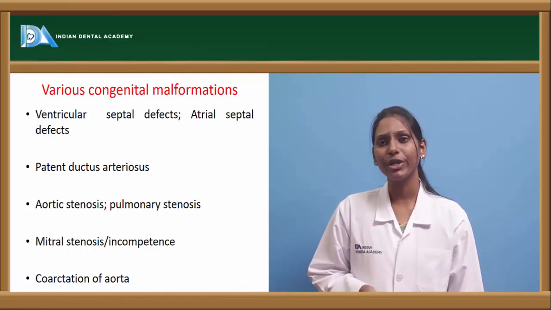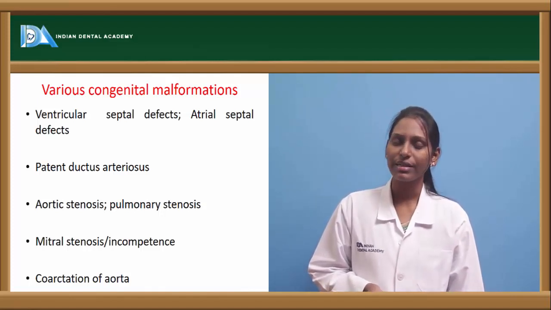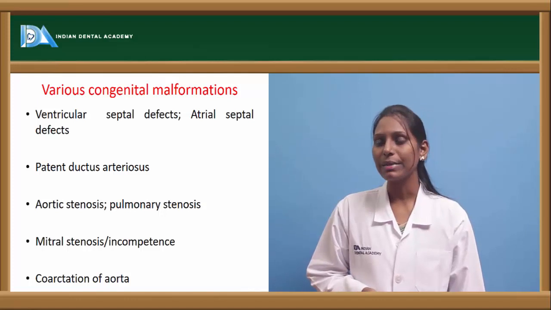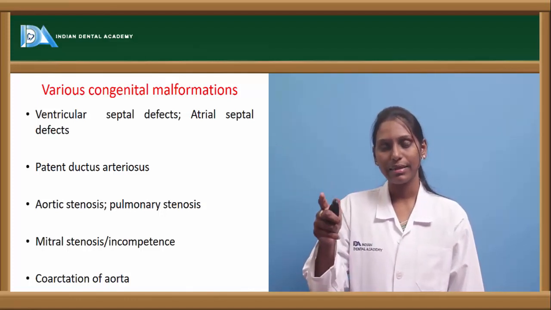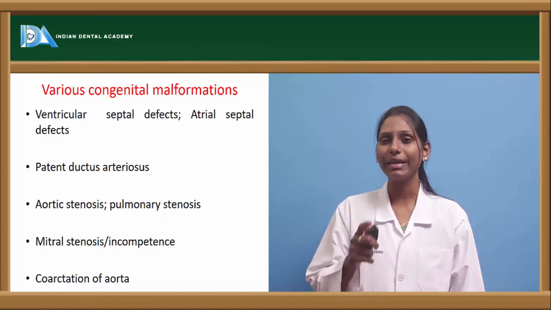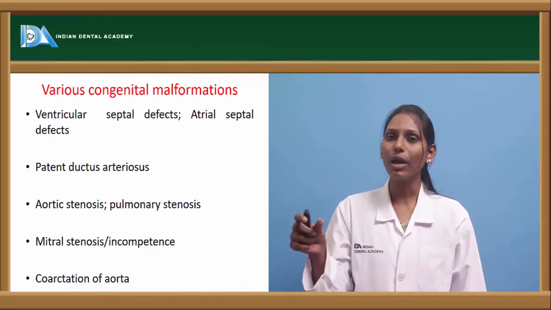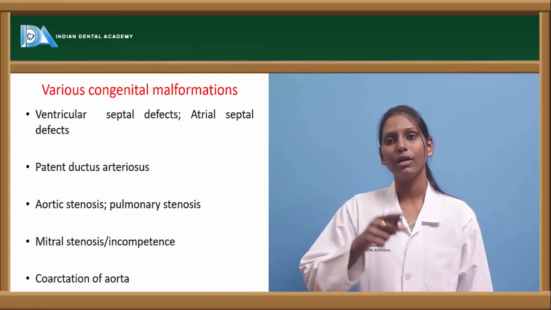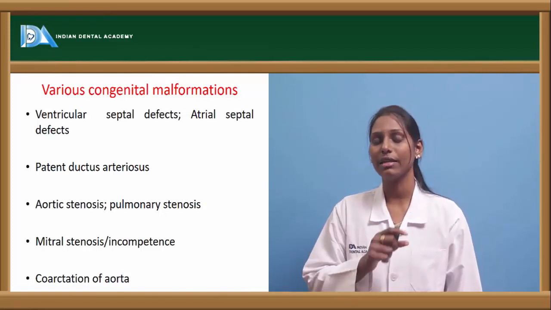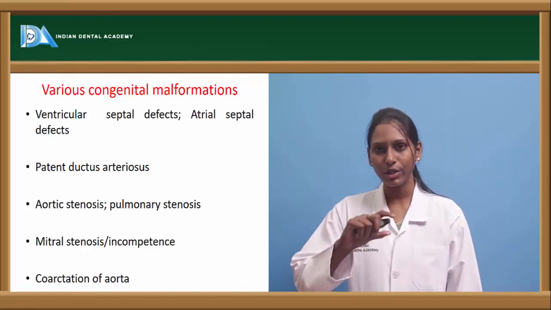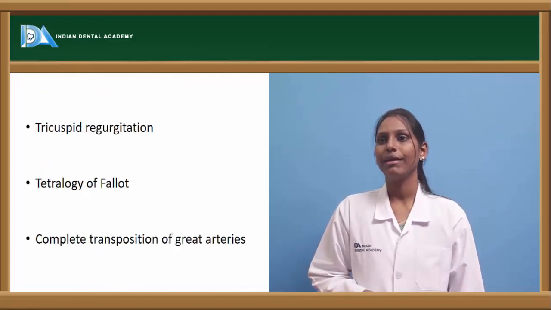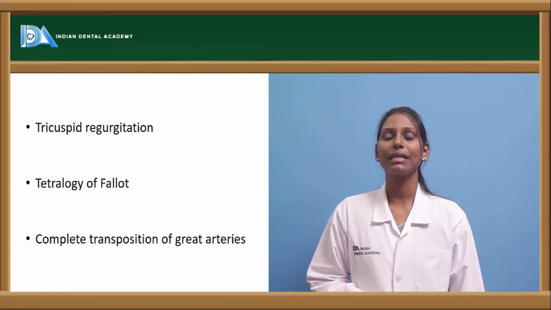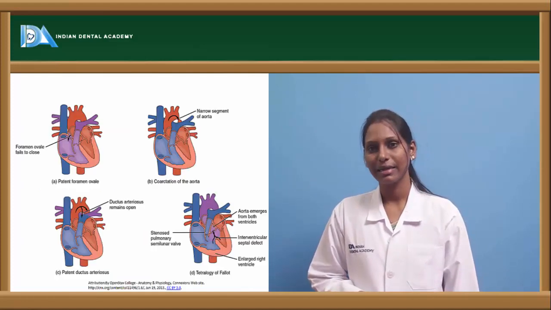This coarctation of aorta is also one of the congenital heart diseases. What happens is, at the area of the ductus arteriosus, if the aorta fails to develop into a complete aorta after the closure of the ductus arteriosus, then it leads to coarctation of aorta. We also have tricuspid regurgitation, and there is Tetralogy of Fallot and complete transposition of great arteries.